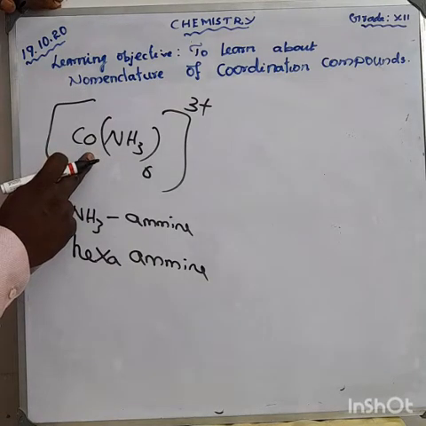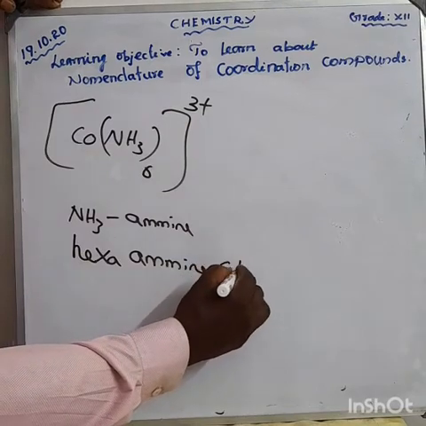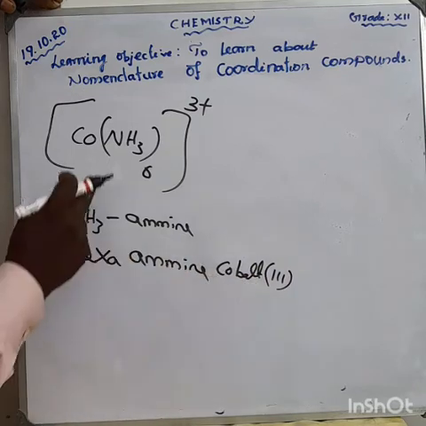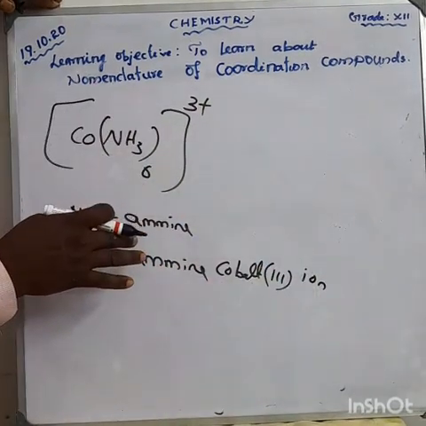Cobalt oxidation state is plus 3. Okay, the oxidation state is Roman numeral 3. Cobalt 3 ion.